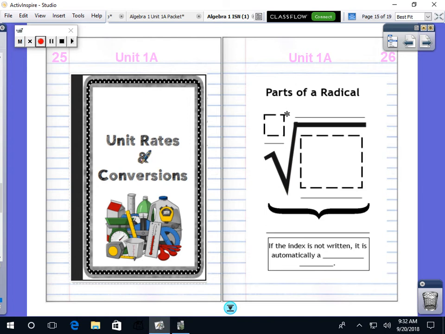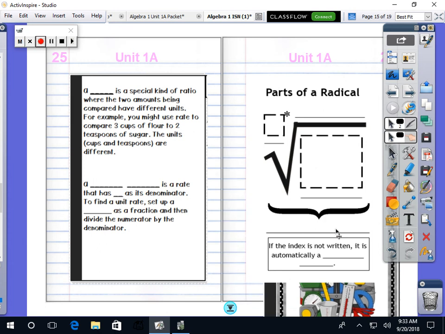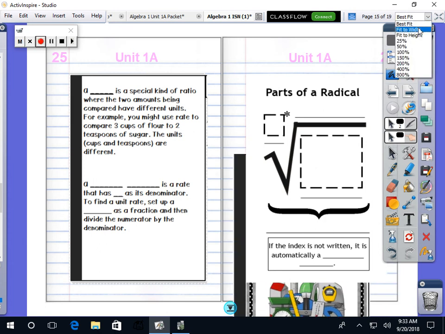Okay, does everybody have this flip book out and ready to go? All right, so when you open it up, we'll be starting with this page. Now let me zoom in some.